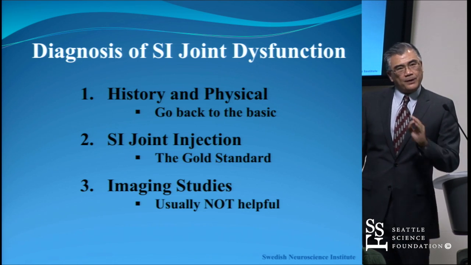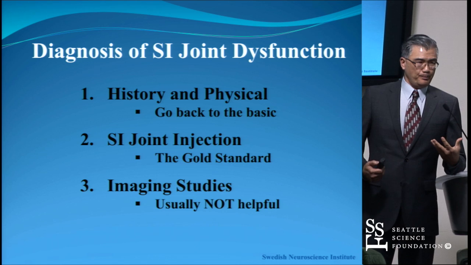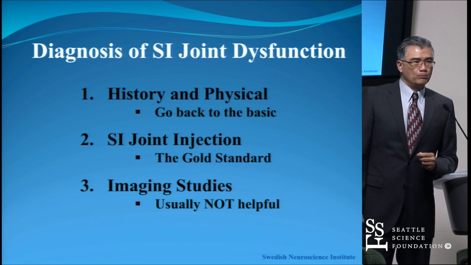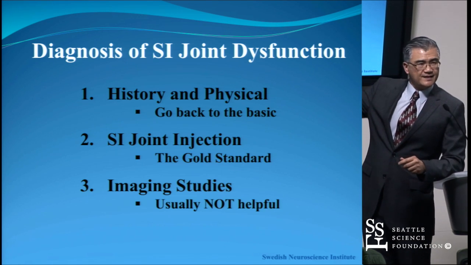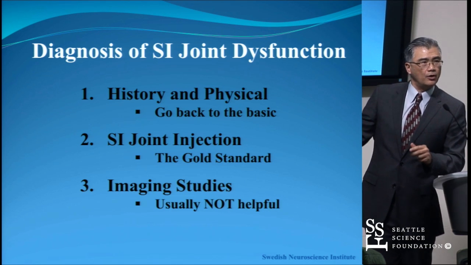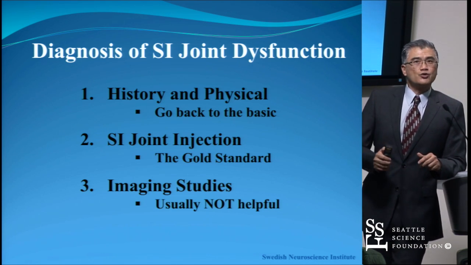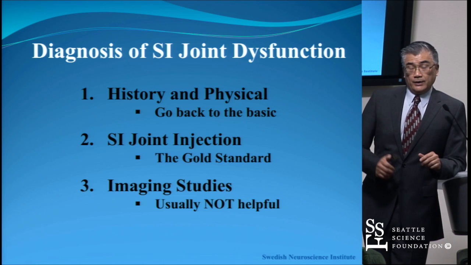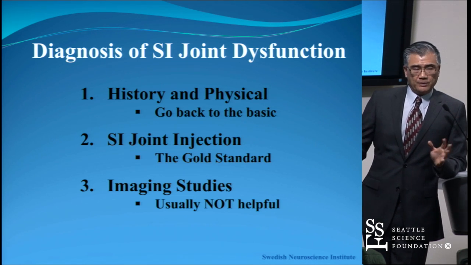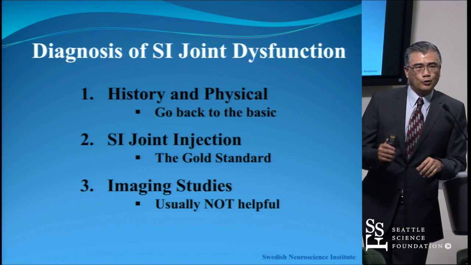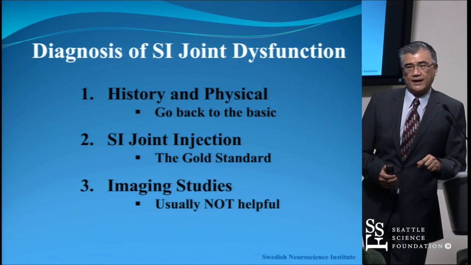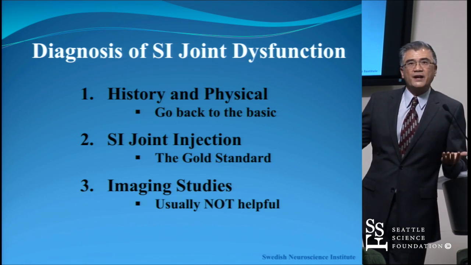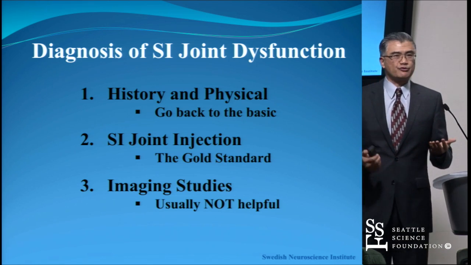So how do we work up SI joint pain, and how do we establish a diagnosis? Unlike all the lumbar problems, where we see a lot of MRI and CT scans, CT myelogram, all that, imaging studies are most of the time not helpful in making the diagnosis of SI joint pain. SI joint surgery, the newer minimally invasive one, is not that difficult. The difficult part is actually making the diagnosis of SI joint pain. And to make a diagnosis, first things first, go back to basics, go back to what we learned in medical school: history and physical.